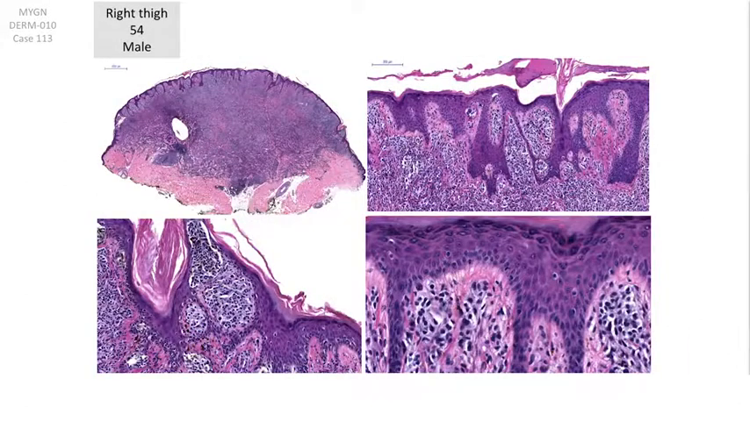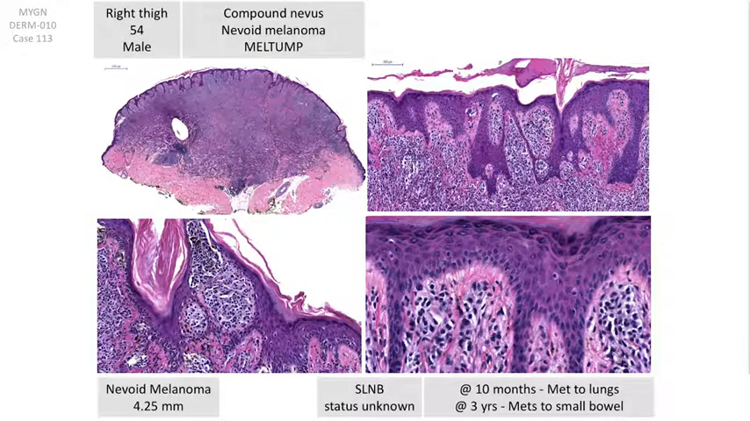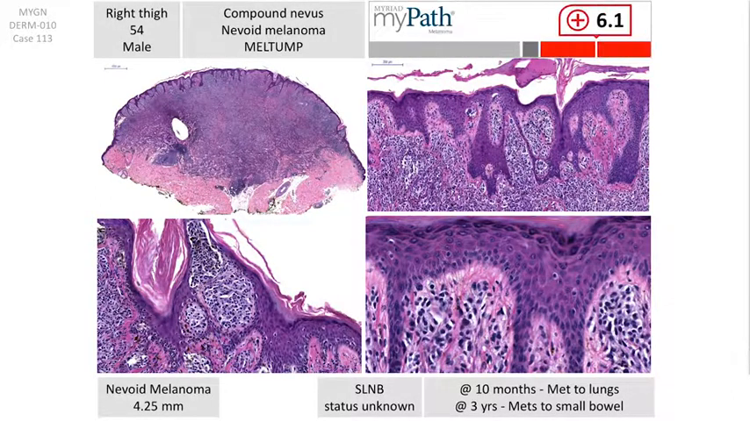Given the age of this patient, I suspect very few dermatopathologists would simply dismiss this lesion as benign, but it generated some controversy among 7 expert dermatopathologists, 3 of whom went no further than designating it a meltump. The myPath result was definitively malignant, however, at +6.1. 10 months after this biopsy, metastatic melanoma was detected within the patient's lungs, and 3 years after that, within the small bowel.